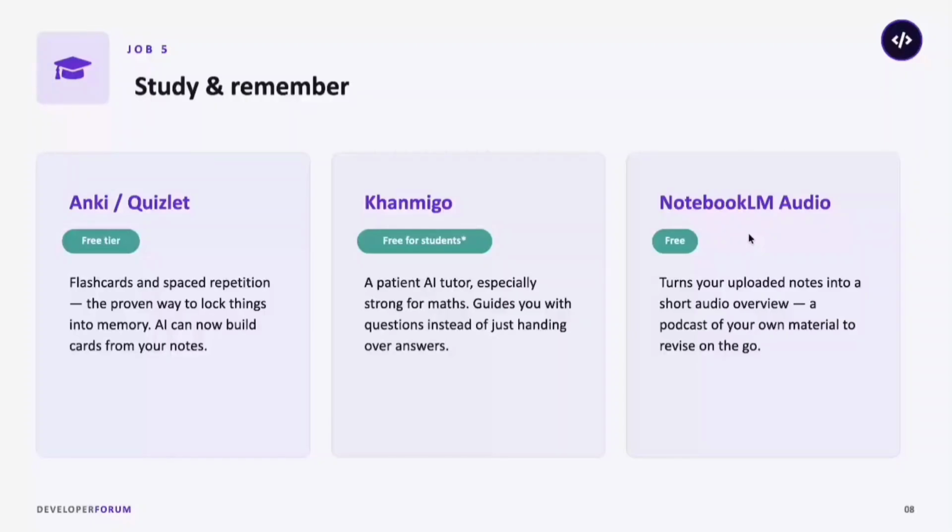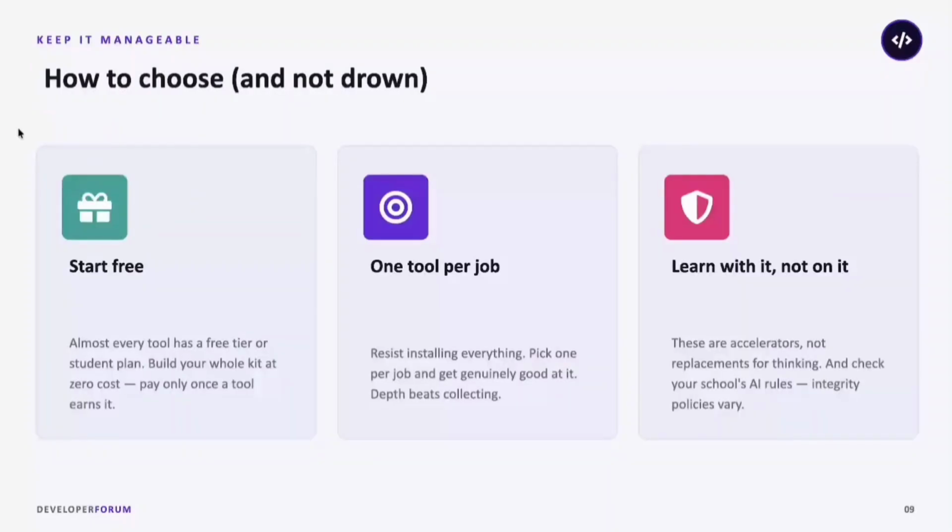The theme across all of these is use AI to learn more effectively, not to skip the learning. As simple as that. Before we wrap up, three quick rules to keep this manageable. One is start free. Almost every tool here has a free tier or a student plan. You can build your whole kit at zero cost first and only pay once a tool has clearly earned it.